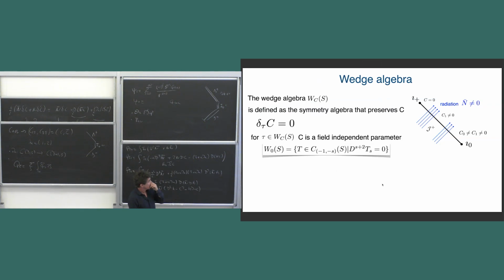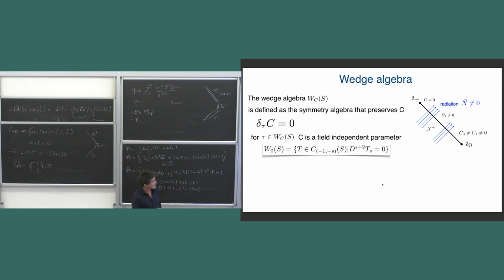So, it means that C you can treat as some external parameter. Yeah, that's the symmetry algebra. This is the LW infinity. So let's go. What are you getting?